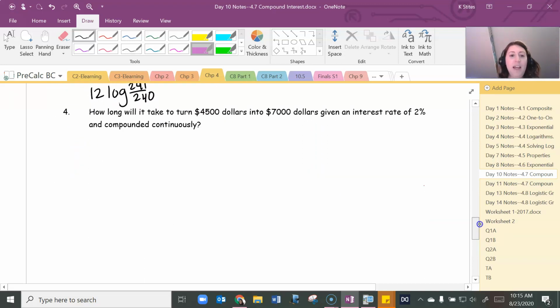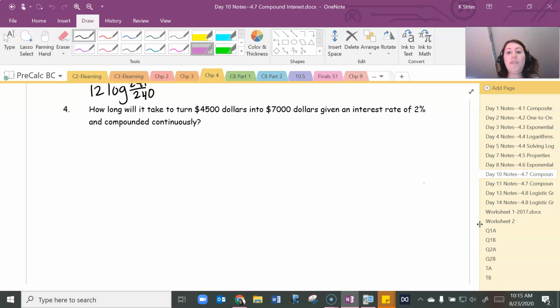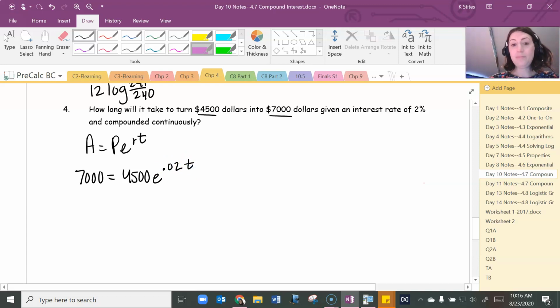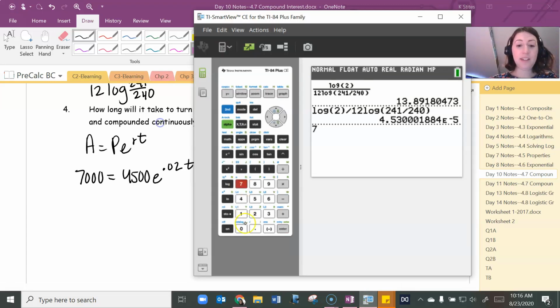All right, last problem. How long will it take to turn $4,500 into $7,000 given an interest rate of 2% and compounded continuously? So this time we're dealing with good old Pert. And we're turning 4,500 into 7,000. So 7,000 is here. Interest rate 0.02, and we're finding t. All right, so this is just a regular exponential problem. Let's go ahead and divide 7,000 divided by 4,500 to get that e by itself.